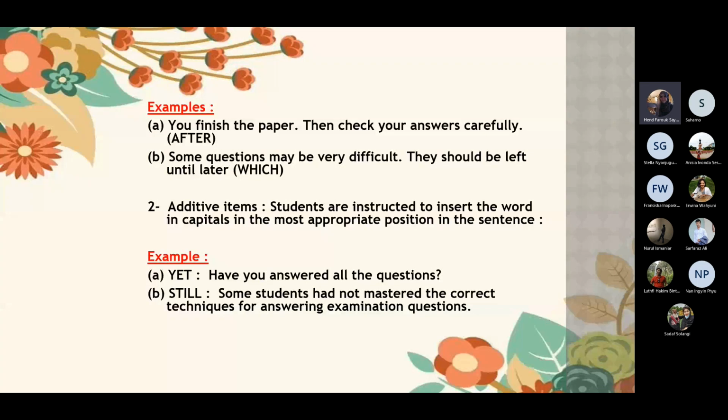Number B, some questions may be very difficult. They should be left until later. If we use the word which, some questions which are difficult should be left until later. The questions which may be difficult should be left until later. So the whole structure gets changed and both of the sentences joined to be one long sentence, by using which and by using after.